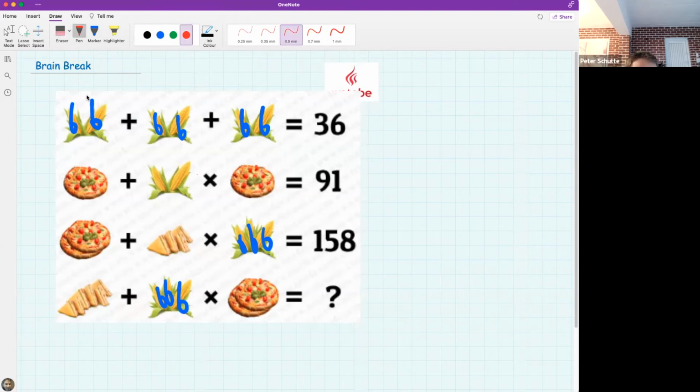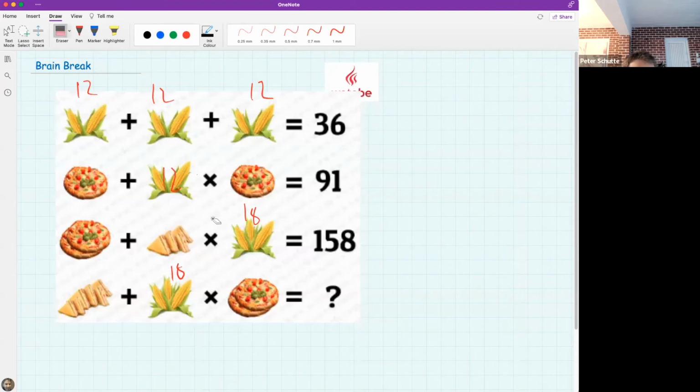But then in total this, so let's go 12. This is going to be 18. This is going to be 18. So I'm just showing you how I got that. Now, what is a pizza going to be? So this is a little bit harder today.